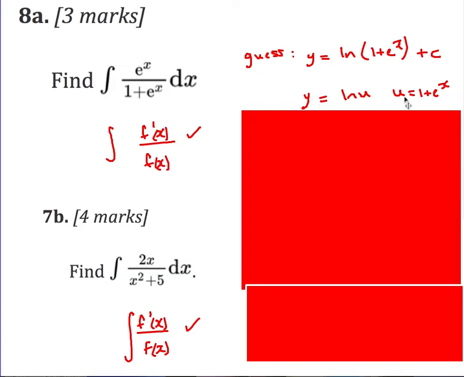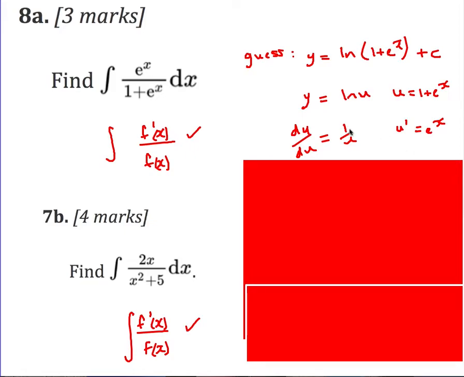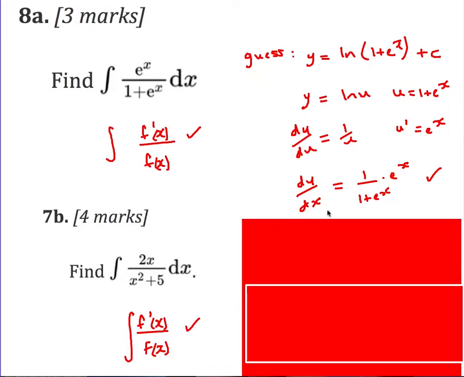So y equals ln u, where u equals 1 plus e^x. If I differentiate that, I get 1 over u. If I differentiate that, I get e^x. And then therefore dy/dx does indeed give me e^x on the top and 1 plus e^x on the bottom.